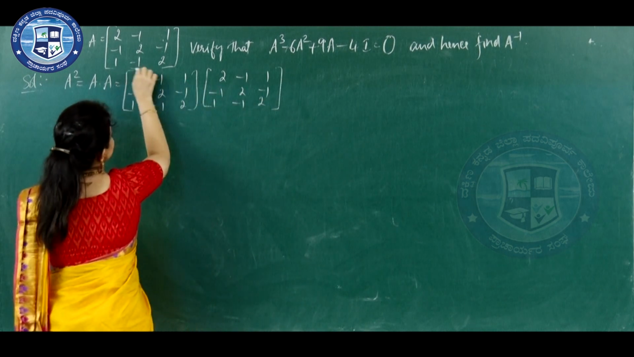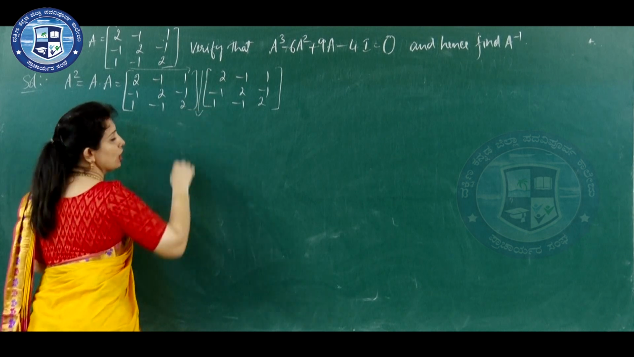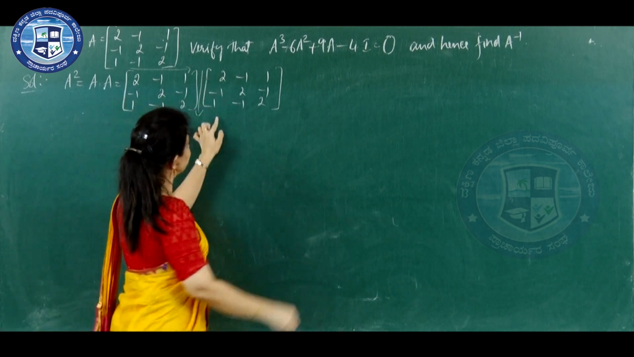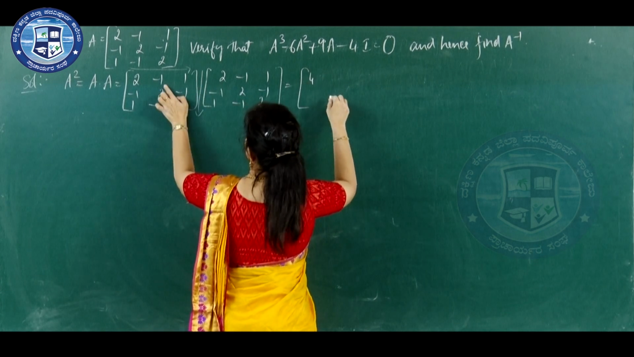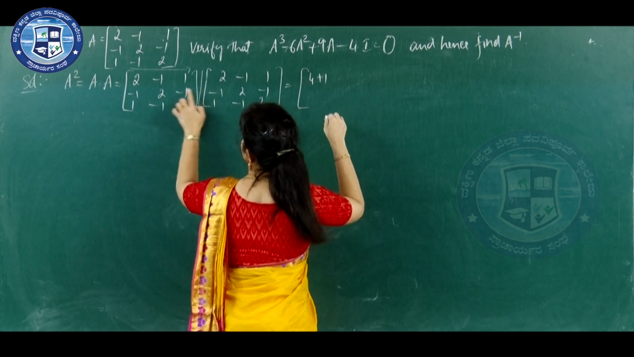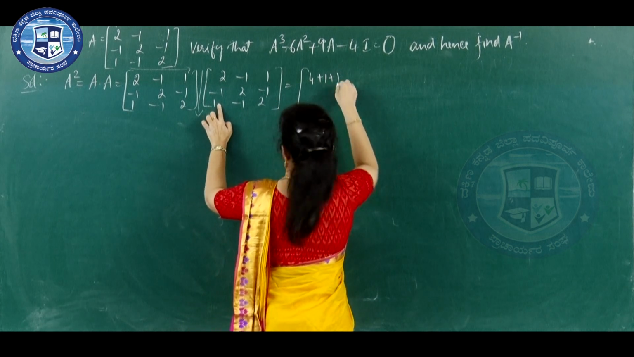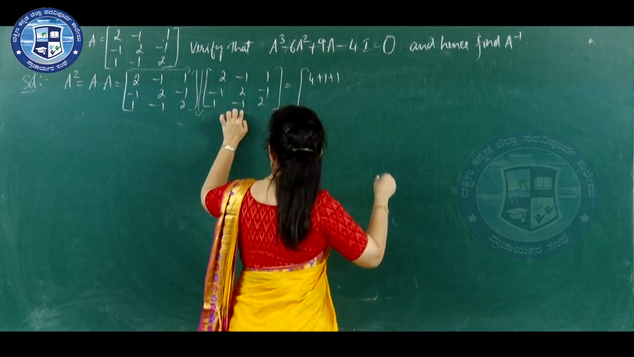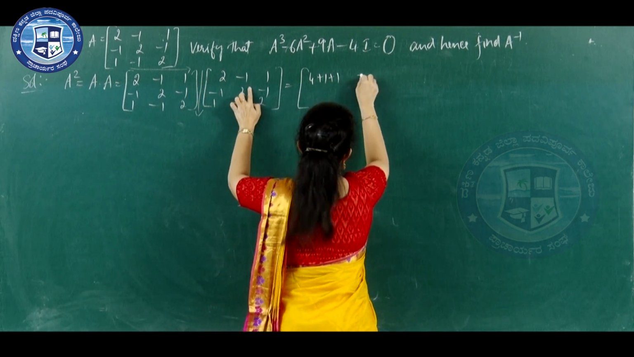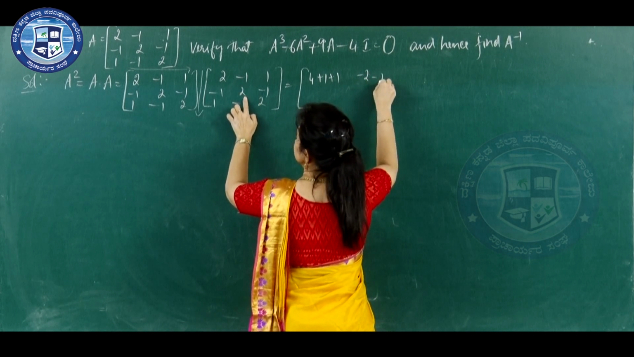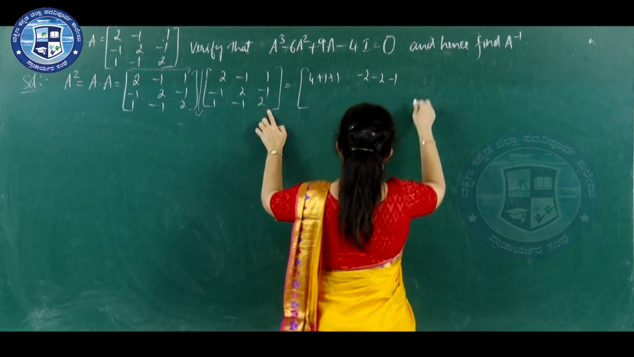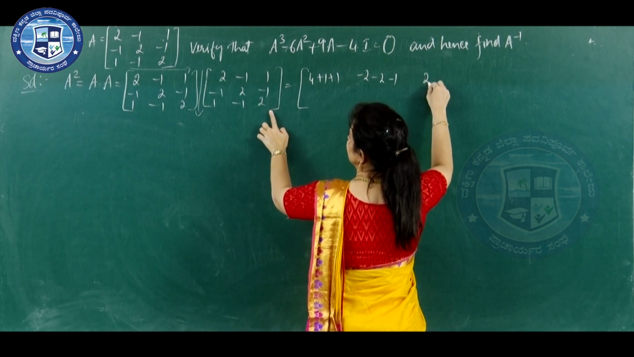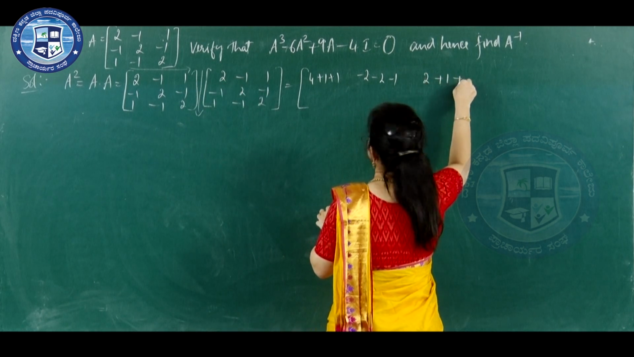Matrix multiplication, students, rows are multiplied by the columns. So, first row multiplied by first column, what do we get? 2 into 2 is 4, minus 1 into minus 1 plus 1, 1 into 1 plus 1. First row multiplied by second column, 2 into minus 1 is minus 2, minus 2, minus 1. Then first row multiplied by third column, 2 plus 1 plus 2.